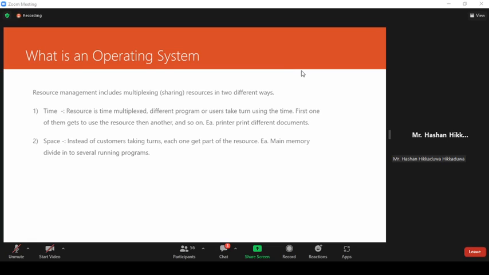Likewise. Then space. Instead of customers taking turns, each one gets part of the resource, right? Space means instead of customers taking turns, each one gets part of the resources. For an example, main memory is divided among several running programs, right?